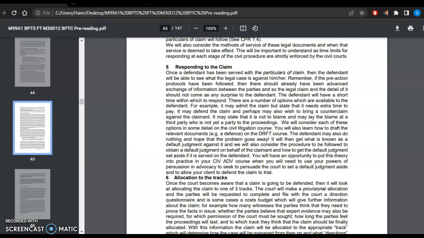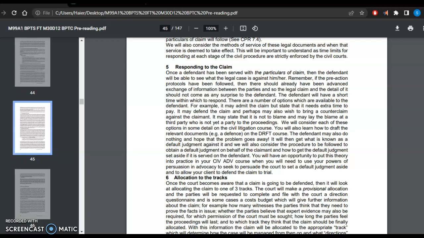It may state that it is not to blame and may lay the blame on a third party, who is not a party to the proceedings. We will consider each of these options in some detail in the civil litigation course in the future. We will also learn how to draft relevant documents.